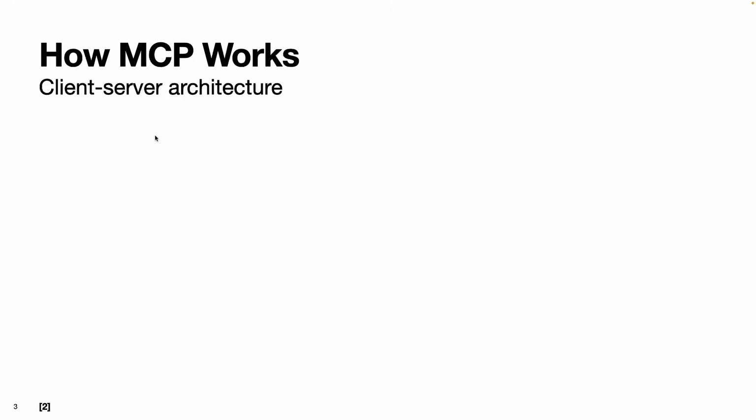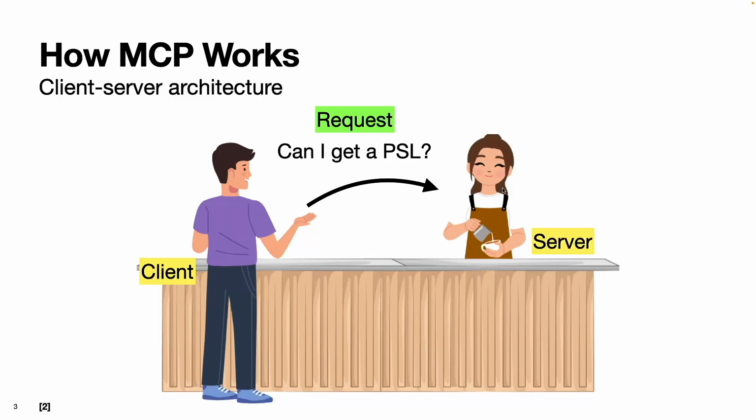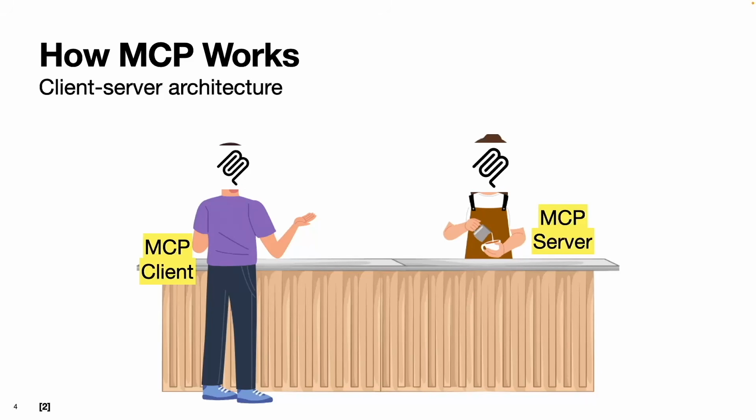This is just like if you were to go to a coffee shop. You, or anyone going into a coffee shop, are kind of like the client in a client-server architecture, and the barista is like the server. So the client will send a request to the server saying something like, "Can I get a pumpkin spice latte?" And then the server will respond, "Yeah, you got it." So mapping this analogy to MCP, we'll have an MCP client, which is kind of like the customer at the coffee shop, and an MCP server, which is kind of like the barista at the coffee shop.